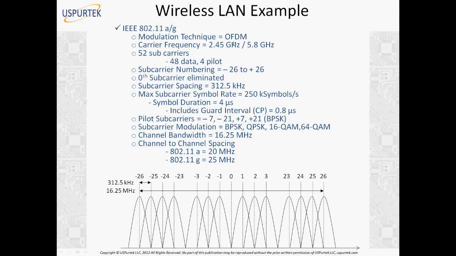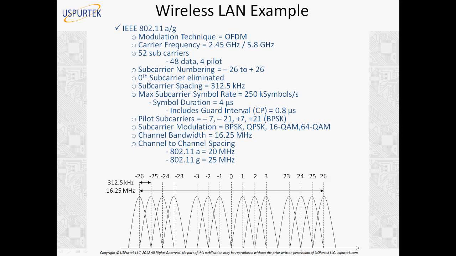Spacing between each subcarrier is 312.5 kilohertz. Carrier symbol rate is 250k symbols per second. Symbol duration is 4 microseconds. The guard interval or cyclic prefix is 0.8 microseconds. And these are the pilot subcarriers.